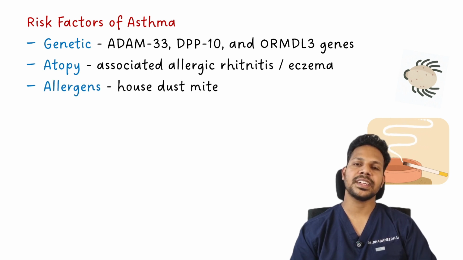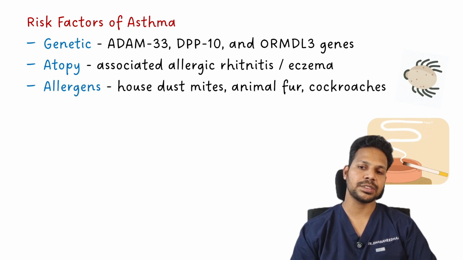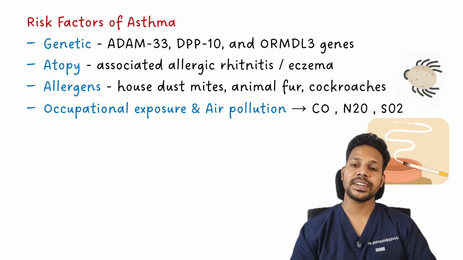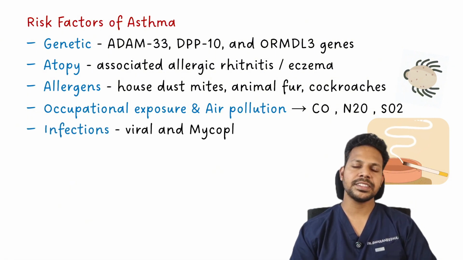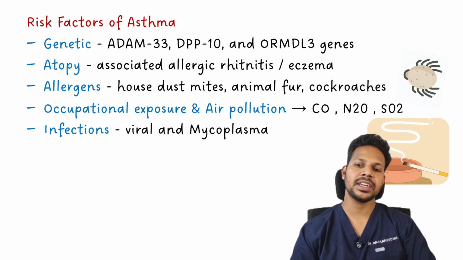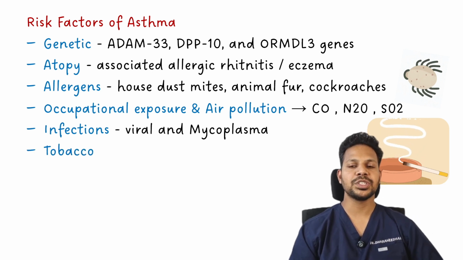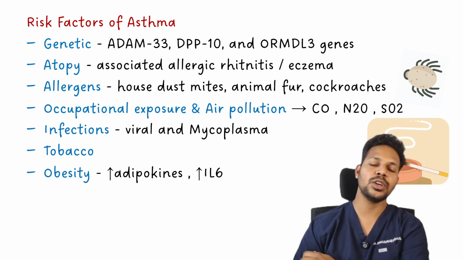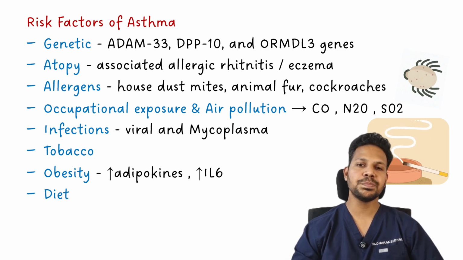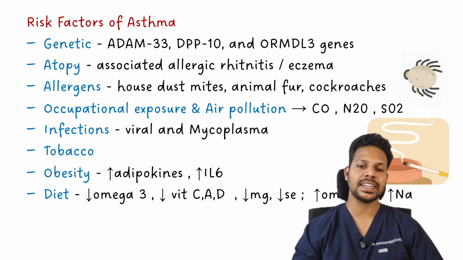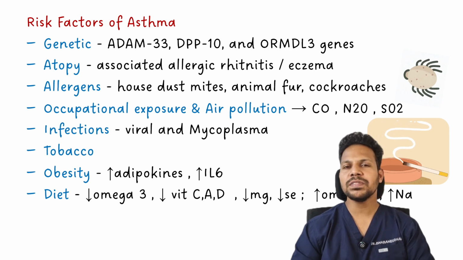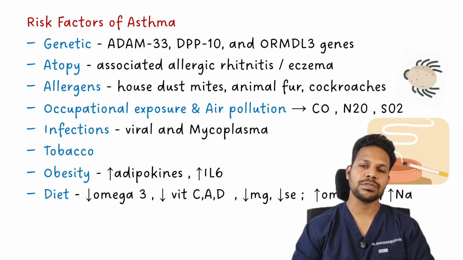Allergens like house dust mites, animal fur, and cockroaches can also increase the risk of asthma. Occupational exposure to certain gases like carbon monoxide, nitrous oxide, and sulfur dioxide can also increase it. Infections like viruses and mycoplasma infections have also been incriminated in the development of bronchial asthma. Tobacco exposure, obesity. Obesity will increase the production of adipokines and cytokines like IL-6, and then diet which is poor in omega-3 fatty acids but rich in omega-6 fatty acids, reduced levels of vitamin C, A and D, reduced levels of magnesium, reduced levels of selenium, and high levels of sodium. All of these also are incriminated in the risk factors of asthma.